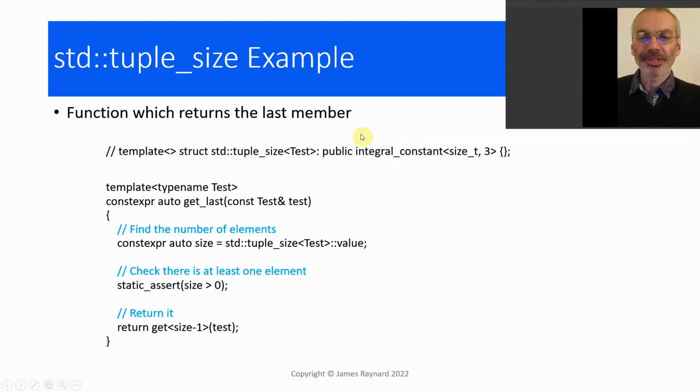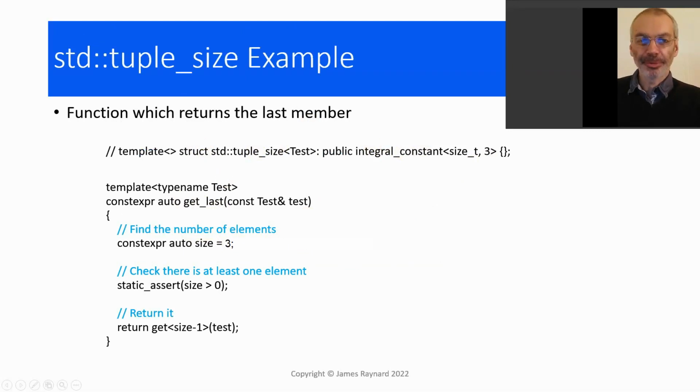And then we can use this to write, for example, a function which returns the last member in the object. I've put the tuple_size definition here again so we can refer to it. We have our getLast function which gets the last member. We start off by finding the number of elements. So we use the value member of this trait, which will be 3. So this will be replaced by 3.